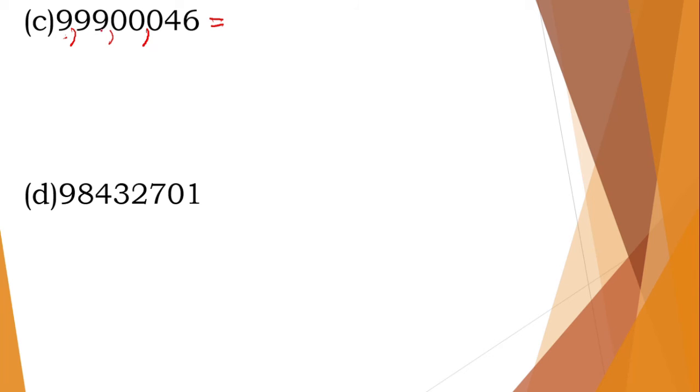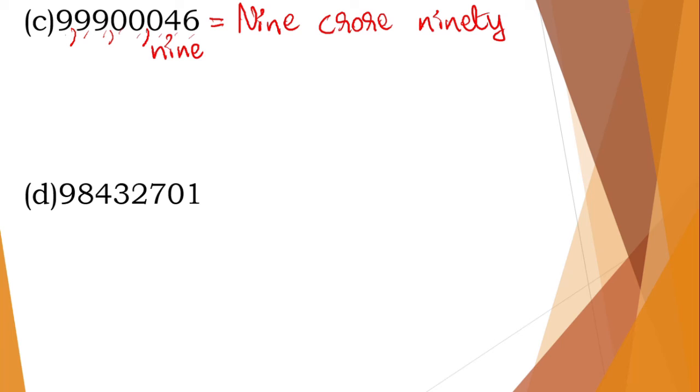So first number we have is 9. And after 9 we have 1, 2, 3, 4, 5, 6, 7. So after 9 we have 7 digits and 7 zeros we have in crore. So 9 crore. Now after 9 crore we have 99. So 99. And after 99 we have 1, 2, 3, 4, 5. So we have 5 digits and 5 zeros we have in lakh. So 99 lakh.